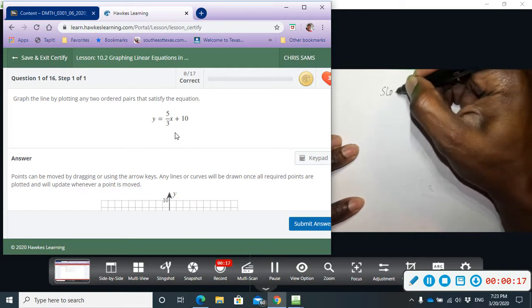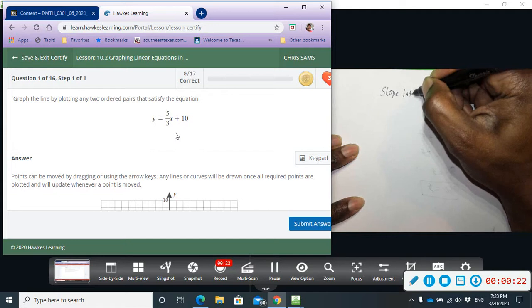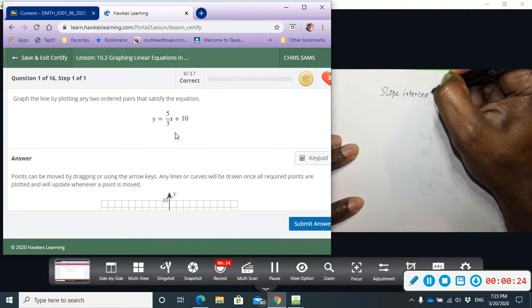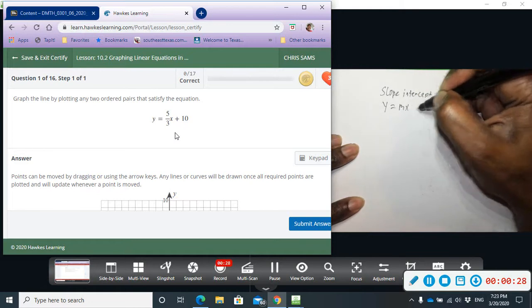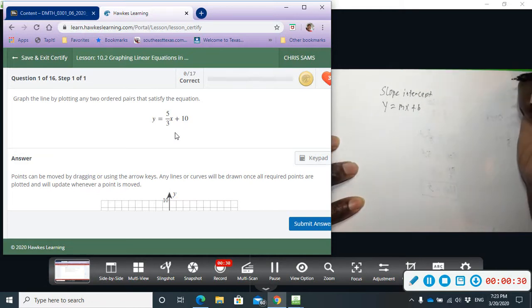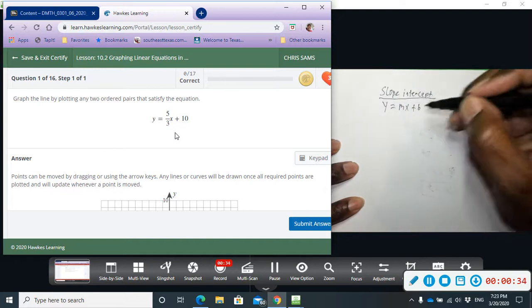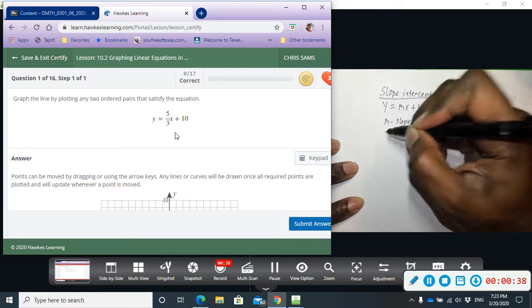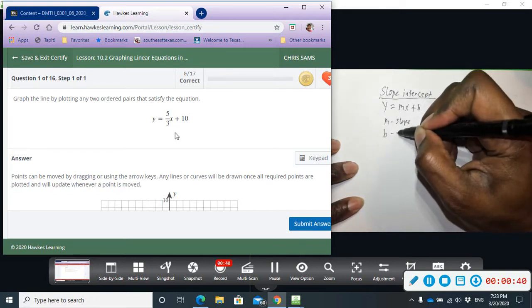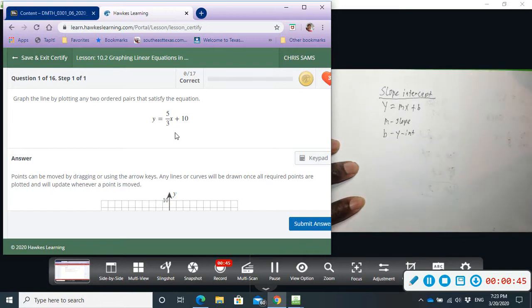Slope-intercept form of an equation is y equals mx plus b. Now, I do believe we talked about it in 10.1, but let's go over it again. m is the slope, b is the y-intercept. Okay, this is the best and most common way to graph an equation.